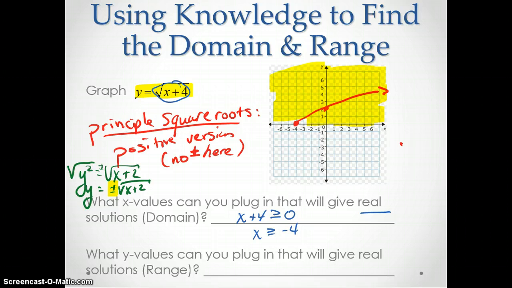And what y values can you plug in? So what is the range? Looking at the graph, you can tell that the range is positive. They're all positive numbers. Remember, we're just looking at the positive version of this square root. So we would say y is greater than or equal to 0. It can be equal to it. It is right here. And it all goes positive.